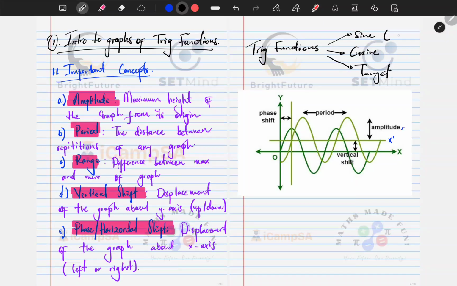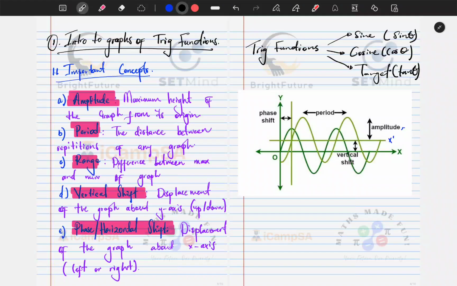Which you would ordinarily know as sine theta, your cos theta and your tan theta. It does not really have to be theta always. It can be beta, it can be x, it can be y. But that's how we usually represent them.